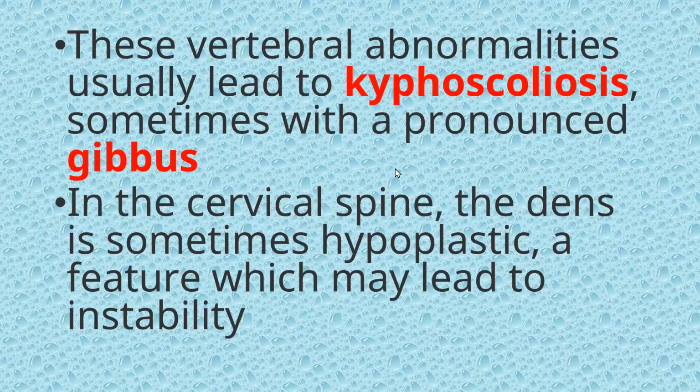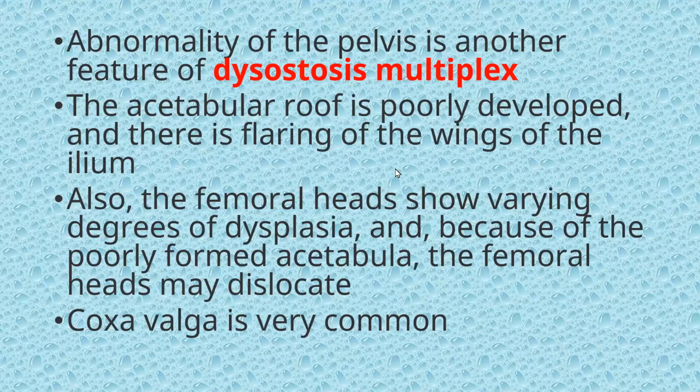Abnormalities of the pelvis are another feature. The acetabular roof is poorly developed, and there is flaring of the wings of the ilium. Also, the femoral heads show varying degrees of dysplasia. And because of the poorly formed acetabula, the femoral heads may dislocate. Coxa valga is very common.